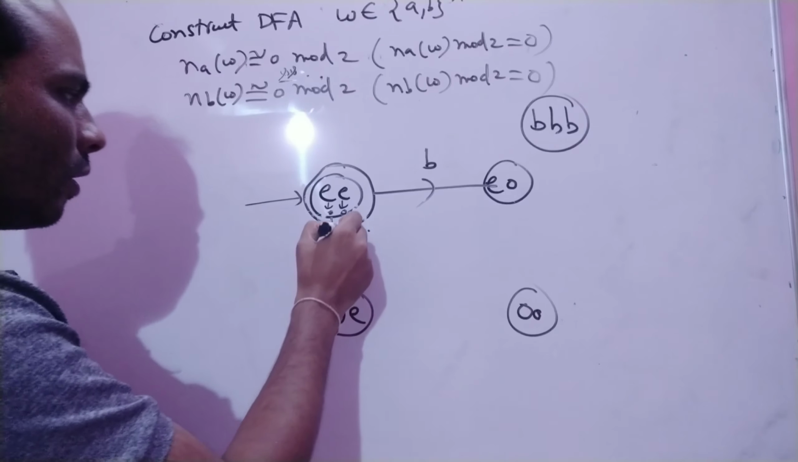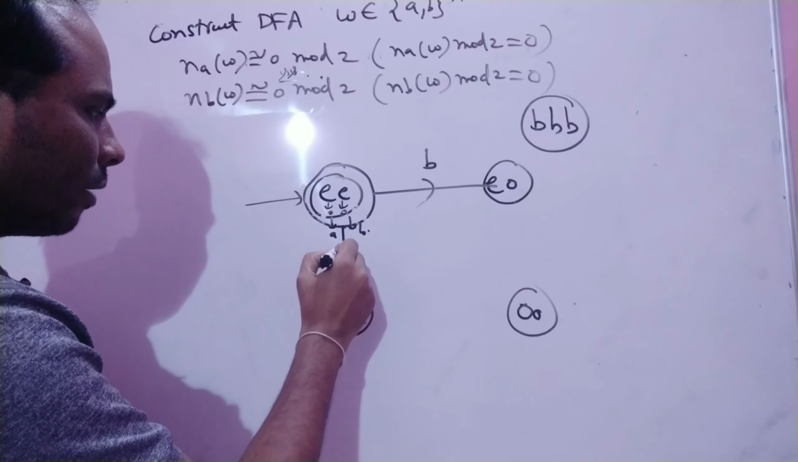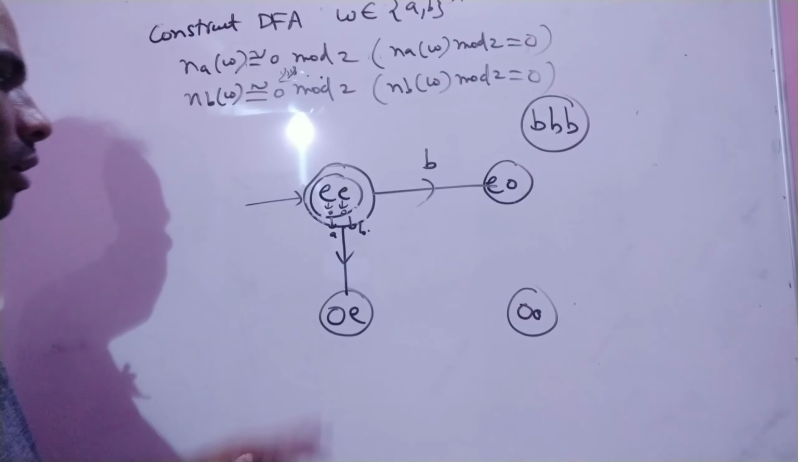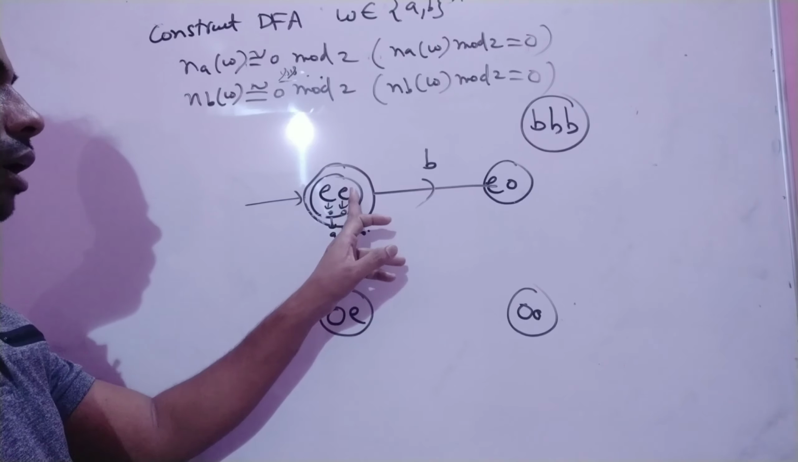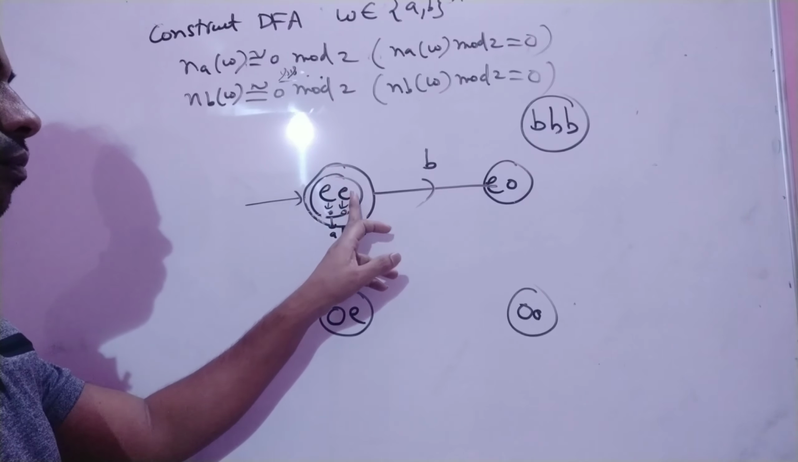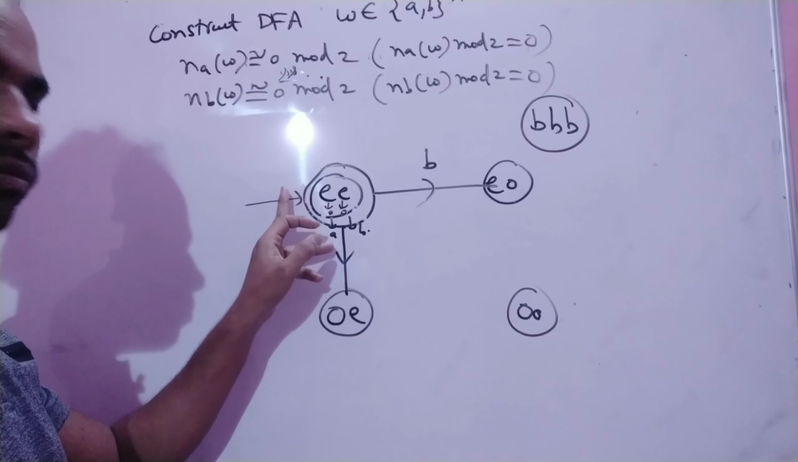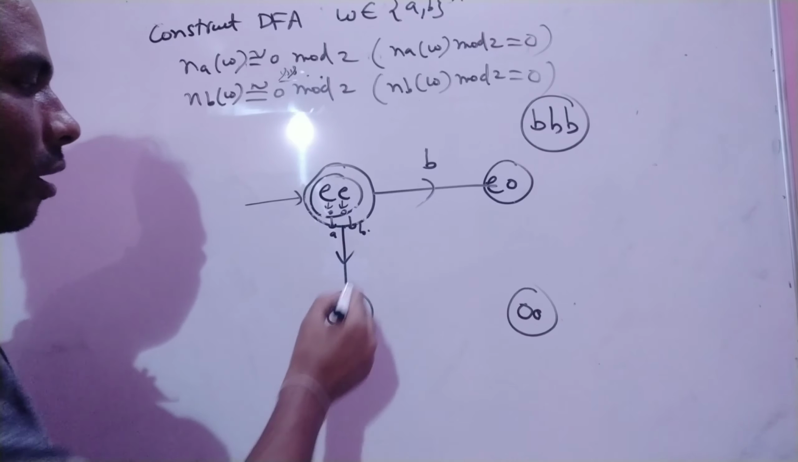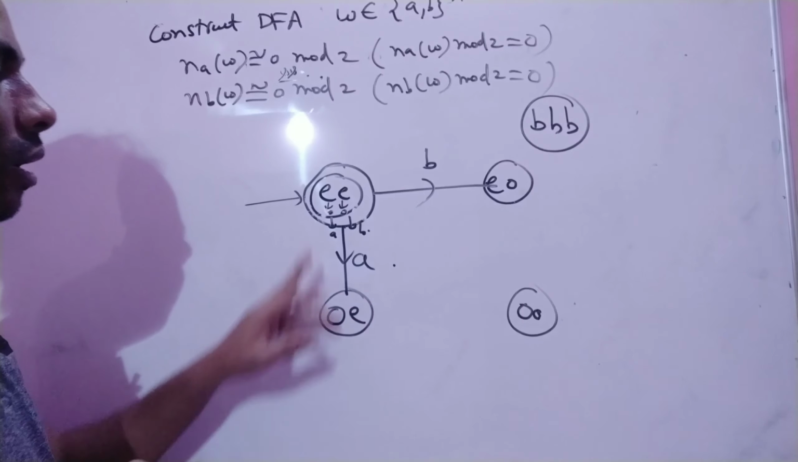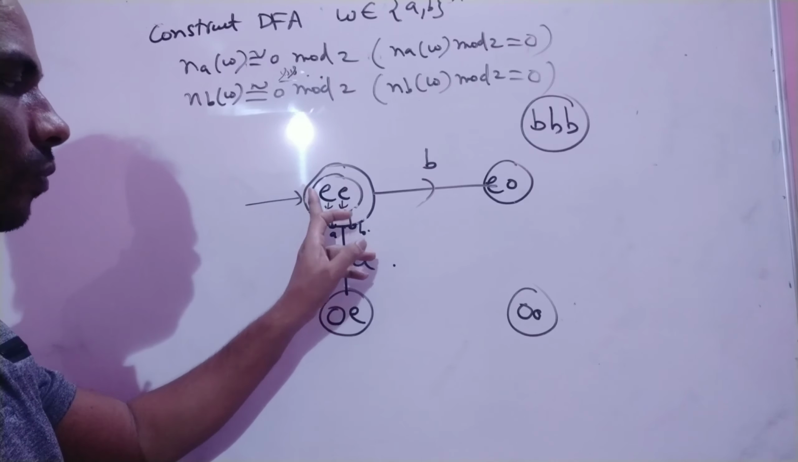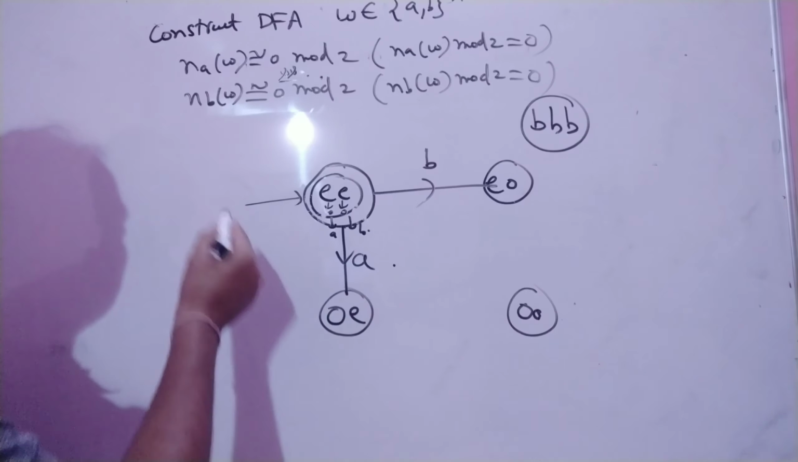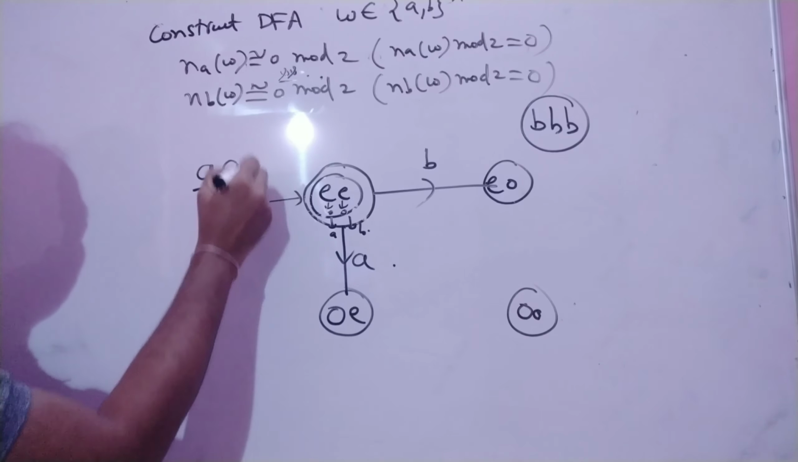And if you apply a, what will happen? If you apply a, you are not changing the number of b's, only the number of a's. Already it is an even number. If you take one more a, the number of a's changes, since two a's are even.